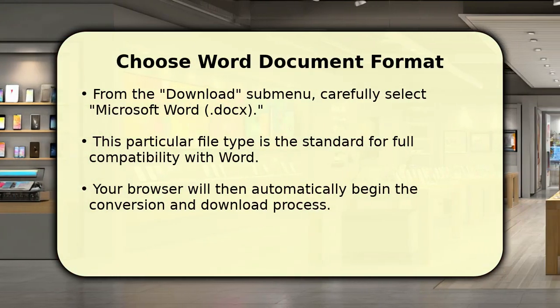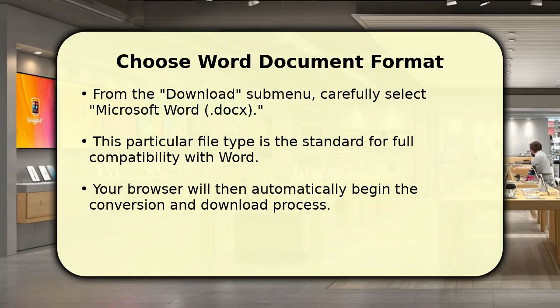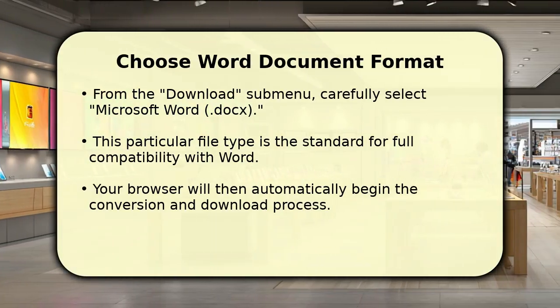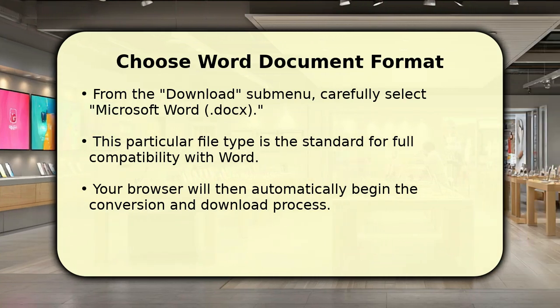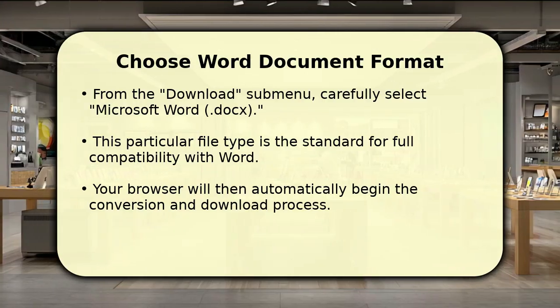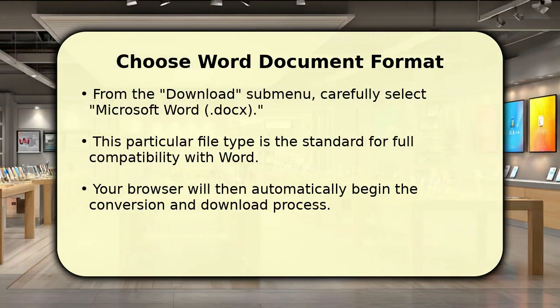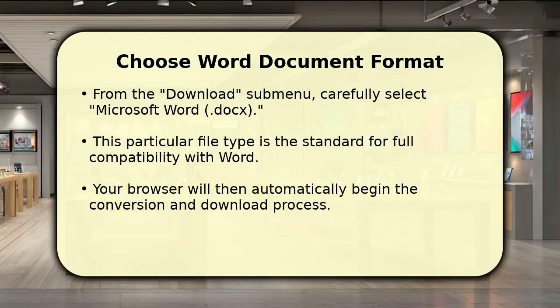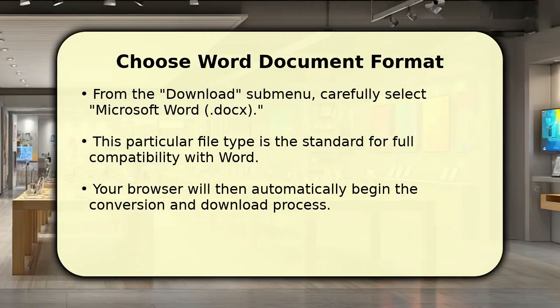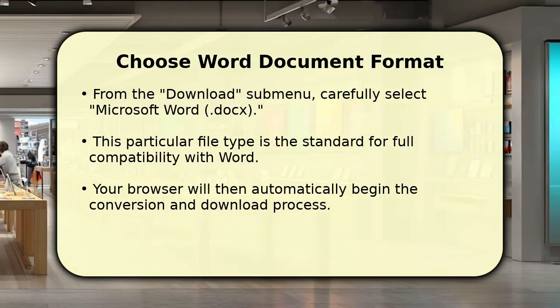Now, from the expanded Download menu, click on Microsoft Word, DocX. This specific format ensures that your document will open perfectly in nearly every version of Microsoft Word. Google Docs will then efficiently process your request and initiate the download. The conversion happens quickly, usually within a few seconds, depending on the document's size.